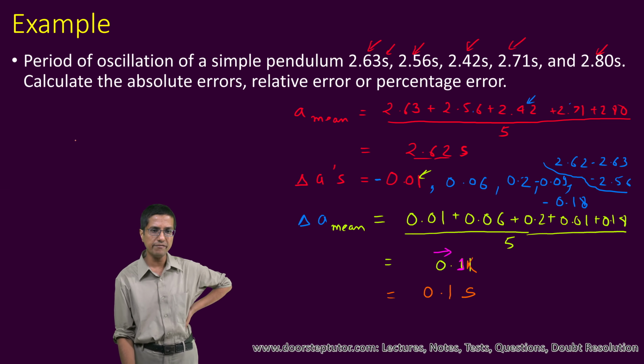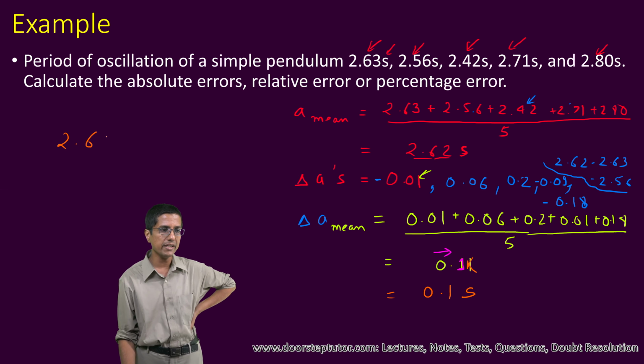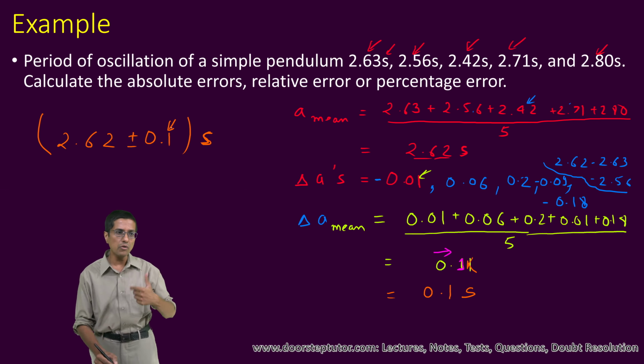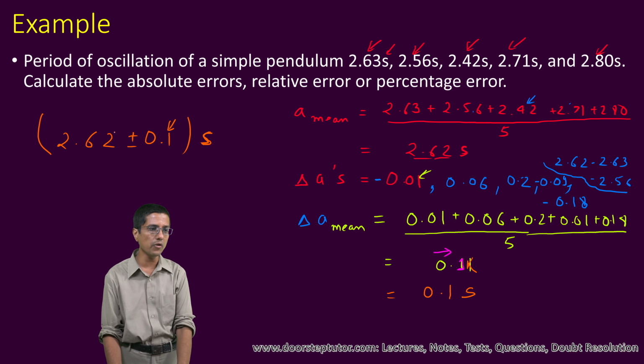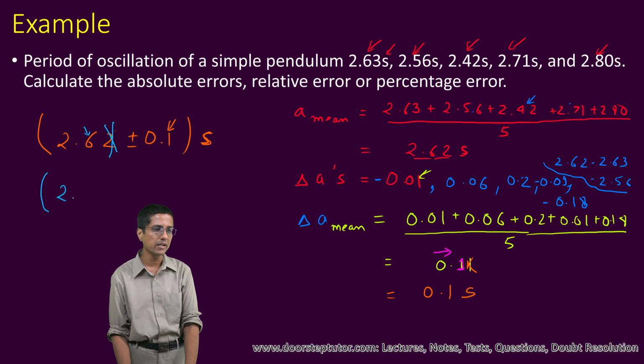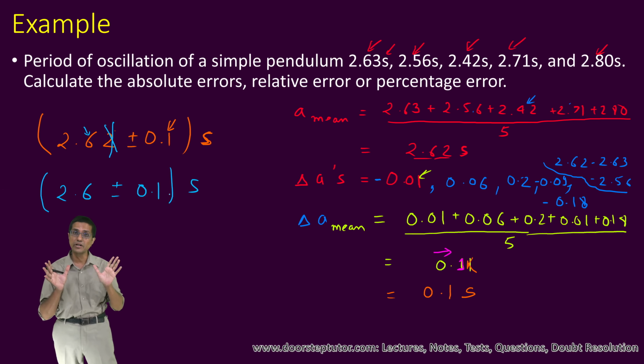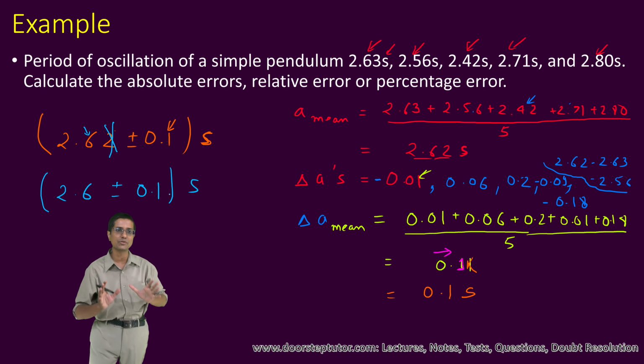So how do I report the final result? I will report it as 2.62 plus minus 0.1 second. Now, of course, because the significant digit in my error is in the tenths place, there is no point in giving more accuracy to my measurement. This 2 is kind of redundant because I'm not even sure about this digit. So I will round this number to the tenths place and my final answer would come out to be this. Okay, so that is my absolute error, the quantity measurement expressed as absolute error.